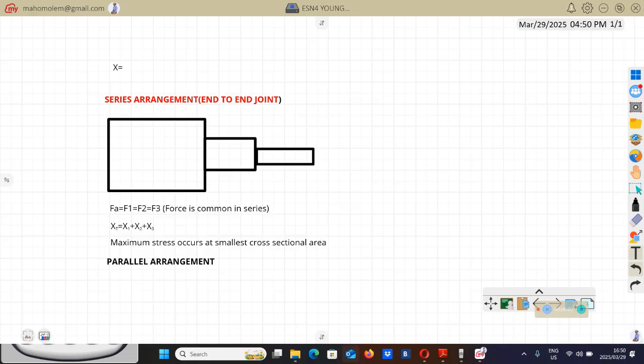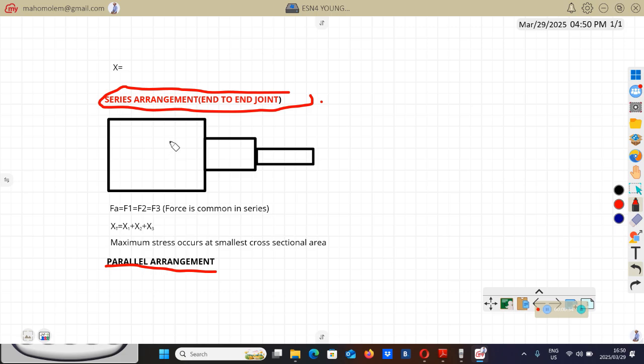In structures, when we join the materials, we can join them in maybe two different manners or more. But for ourselves, we're going to focus on two manners, which is series arrangement and parallel arrangement. So we're going to have this series arrangement and parallel arrangement.